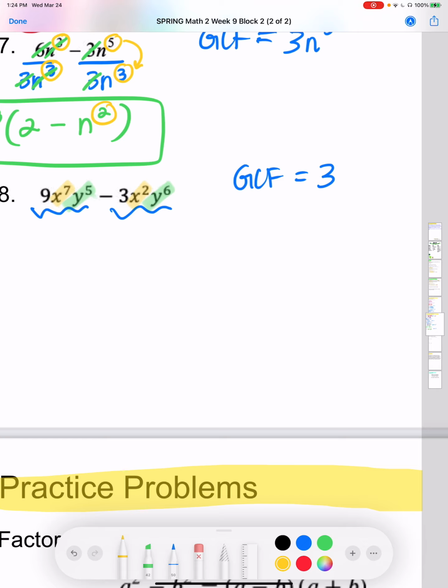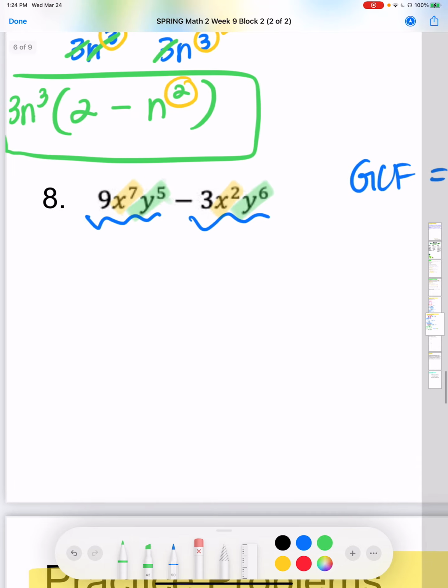As far as x's go, I can factor out 2, so that's x squared. And as far as y's go, I can factor out 5. Let me give you a visual really quick to show you why. So for my x's, I have 7 here: 1, 2, 3, 4, 5, 6, 7. And then 5 y's: 1, 2, 3, 4, 5.